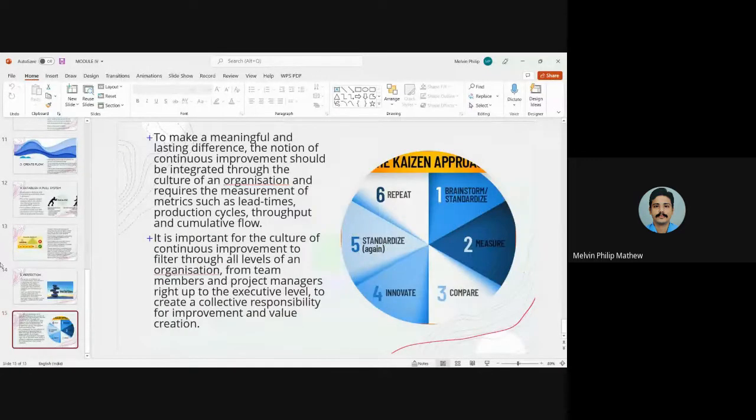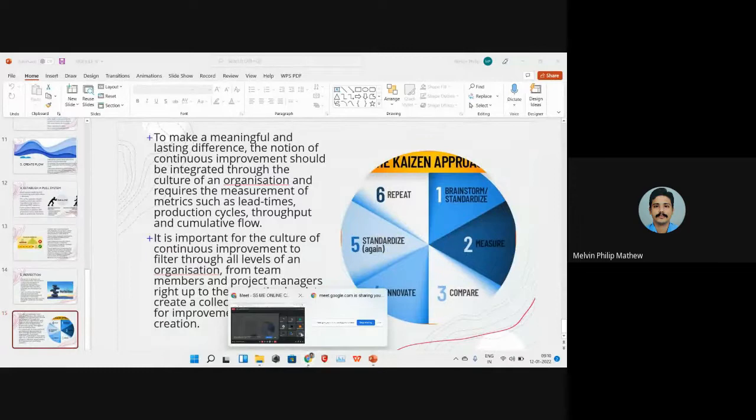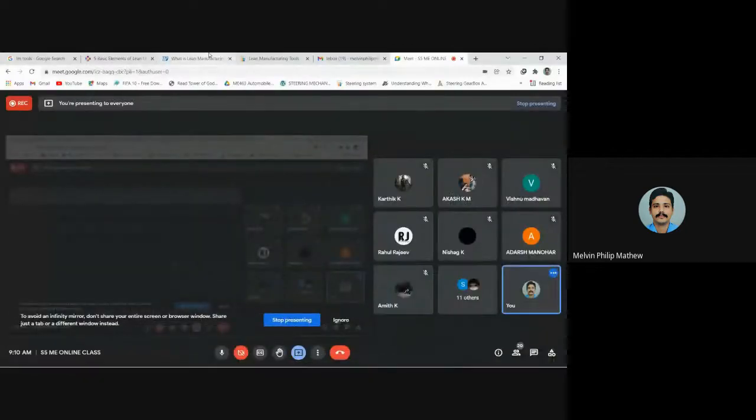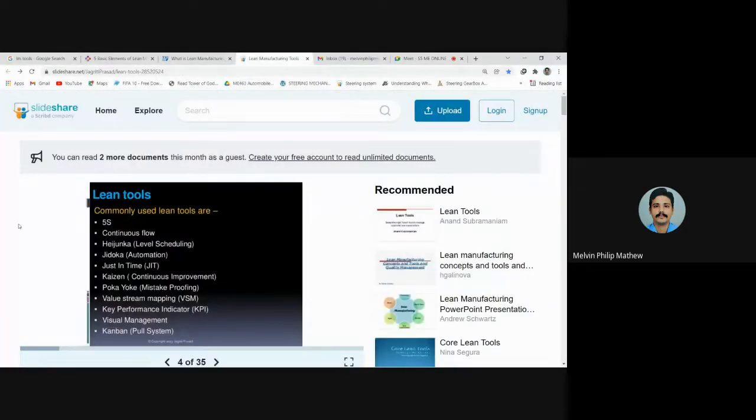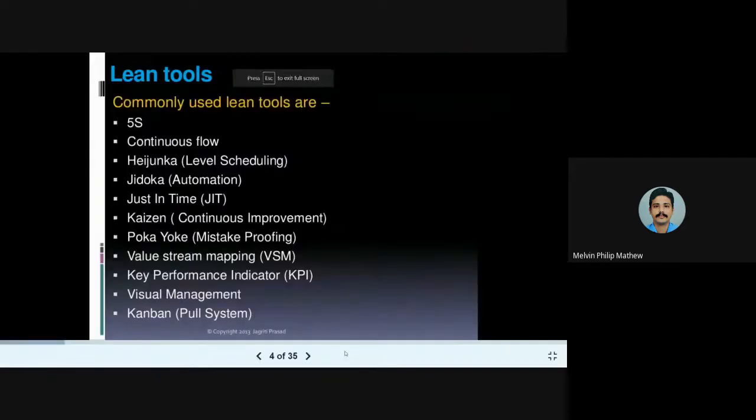Okay, next. We will next look at some of the lean tools that are used to ensure that lean manufacturing is done. Okay, that is the next topic.